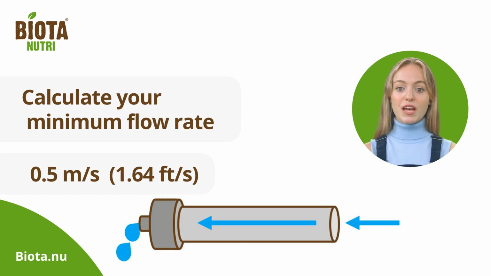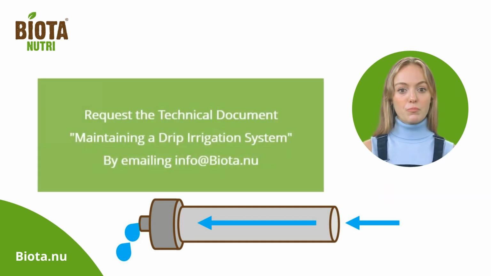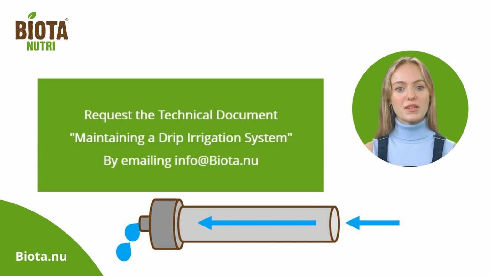A minimum flow velocity of 0.5 meters per second is generally recommended for flushing lateral lines. Most sediment will fall in the end of the dripper tubes, where water travels relatively slowly, so it's important to flush with a sequence that is suitable for your design. Use this chart to calculate what your system needs and to determine if you have the correct velocity. You can measure the flow rate from the end of a lateral into a bucket. If you would like more detailed information, just request the Maintaining a Drip Irrigation Technical document by emailing info@biota.nu.